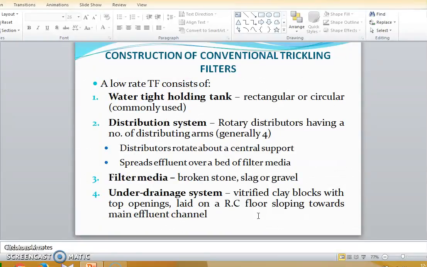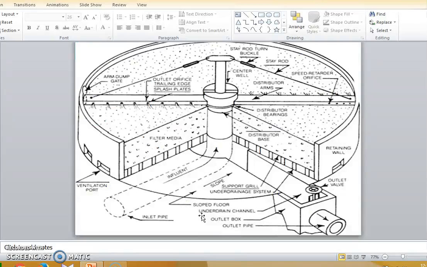Now going on to the constructional details of conventional trickling filters. We have mentioned it earlier, it consists of a circular watertight holding tank, then there will be a distribution system consisting of rotary distributors, then the filter media will be made up of broken stone, slag or gravel, and there will be an under drainage system which consists of vitrified clay blocks with top openings, and they will be laid on an RC floor sloping towards a main effluent channel.